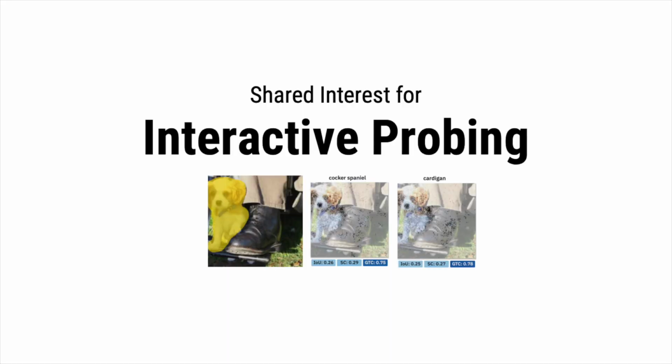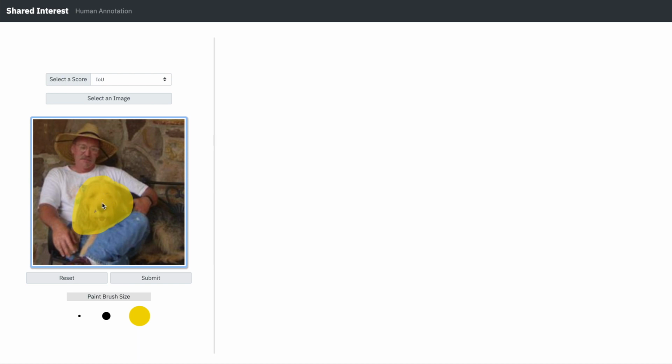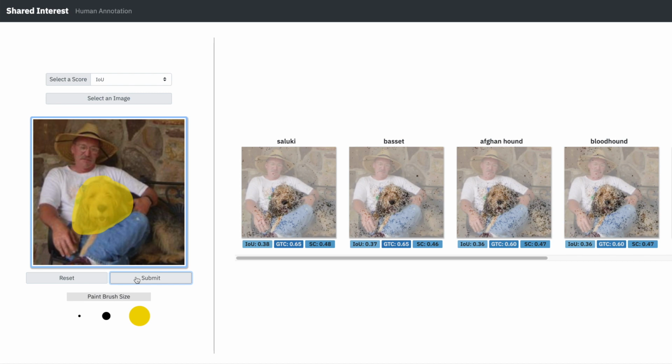Shared interest also allows users to probe model behavior in new ways, enabling exploration into what the model has learned and where it might fail. In this process, users query the model with a ground truth region, and shared interest surfaces what the model knows about that region. In this example, the user selects the dog's face.